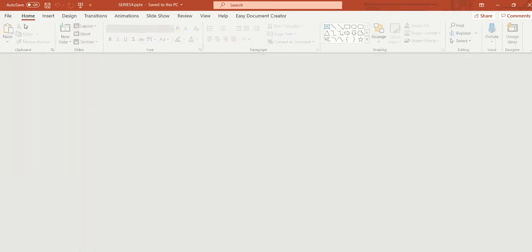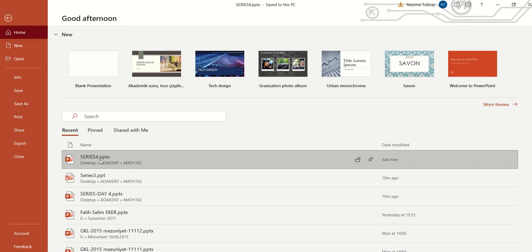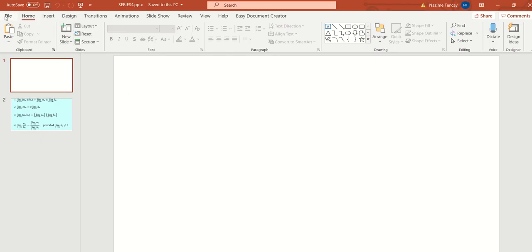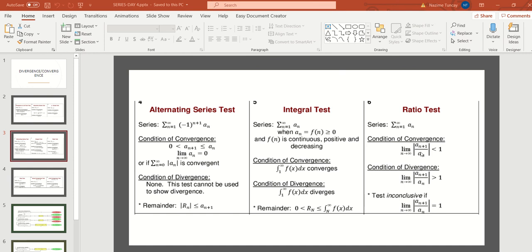So the ratio test is: when the limit as n goes to infinity of a_(n+1) over a_n is smaller than 1, then it is convergent. And when it is bigger than 1, then it is divergent. So that's what we say in these series questions.